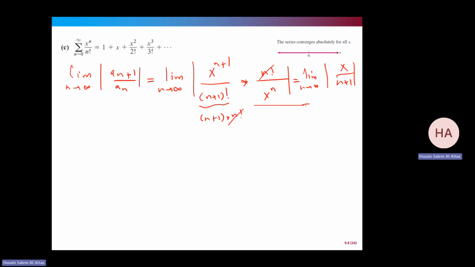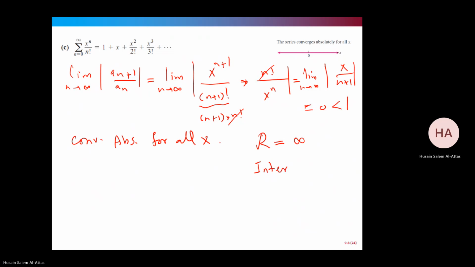So as n goes to infinity, this will be 0, which is less than 1 for any x. So it converges for all x. Converges absolutely for all x. So R will be infinity, and the interval is minus infinity to infinity.